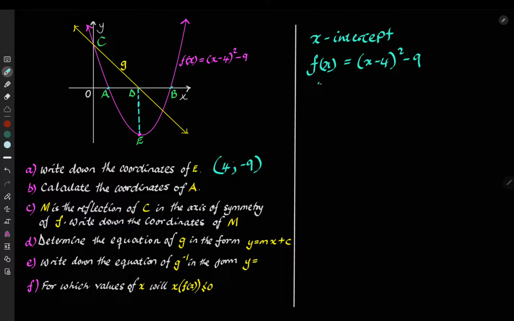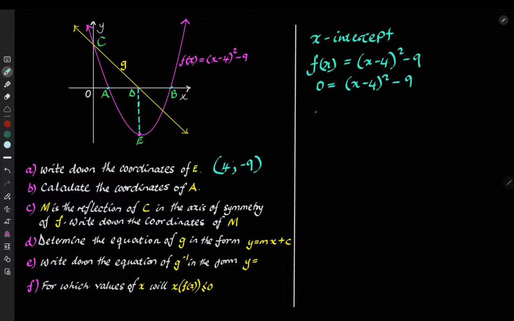So our y, this f of x can be called y. So 0 is equal to, in a bracket, x minus 4 bracket squared minus 9. Then, yeah, some students would prefer to expand this. That is fine. But in this case, I'm not going to expand it. I'm going to show you two methods. One we can expand and one we're not going to expand.